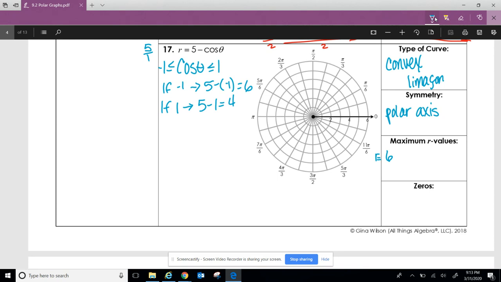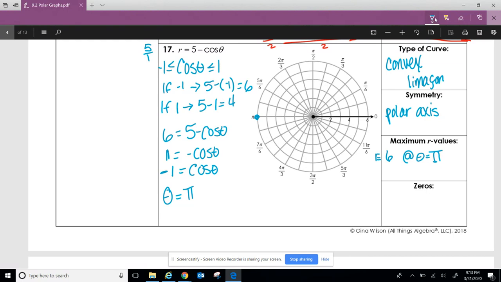And that is when what? 5 minus cosine theta is equal to 6. When we subtract the 5 over, I get 1 is equal to minus cosine theta. Dividing by -1, I get -1 is equal to cosine theta. And where is cosine theta equal to -1? That is at pi. So we know at theta equals pi, we are at 6. So when we're on pi, we're going to be all the way out here at 6.